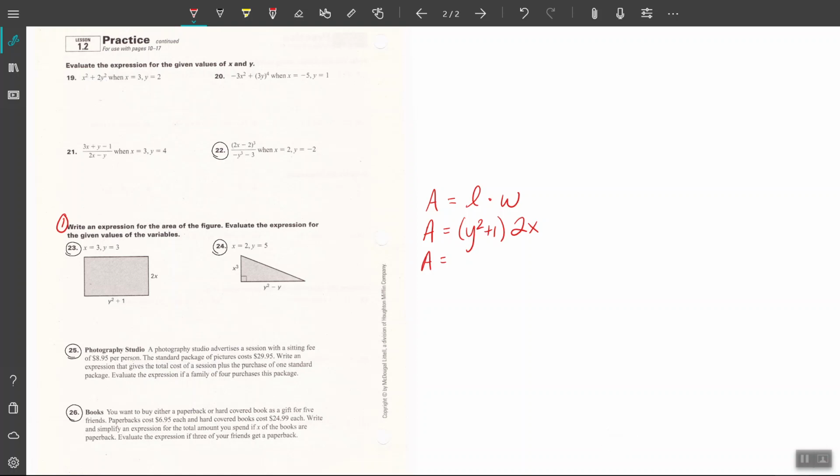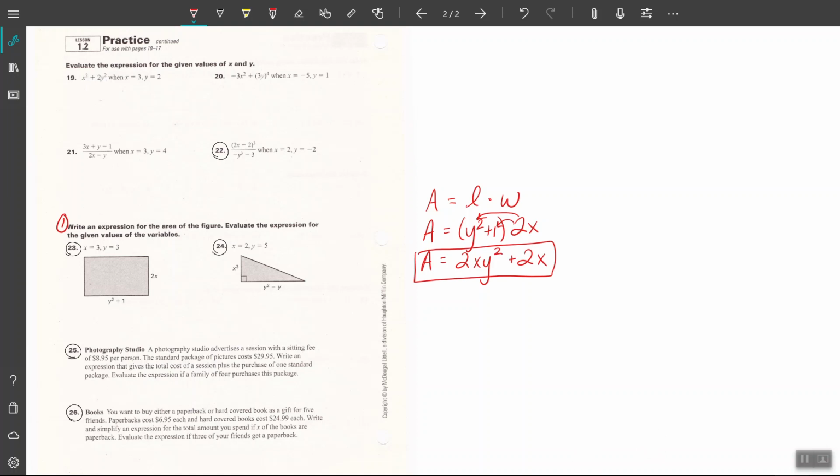2x is going to be multiplied by that y squared, so we're going to call it 2x y squared. And then I'm going to multiply the 2x by that positive 1. And so I end up with this expression right here, which is in a really usable form. So that's the first thing they asked us to do.